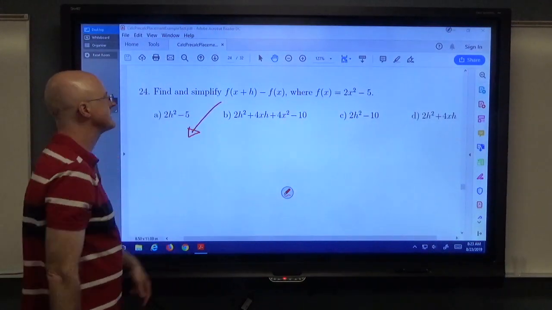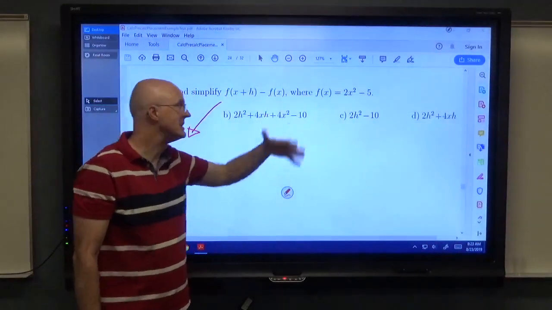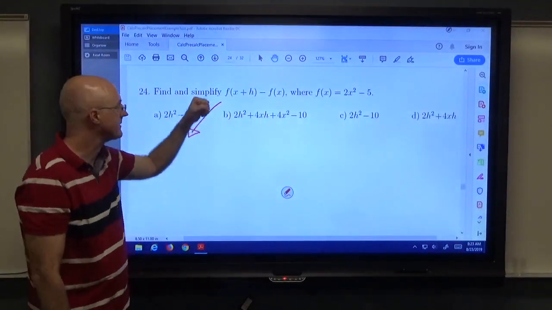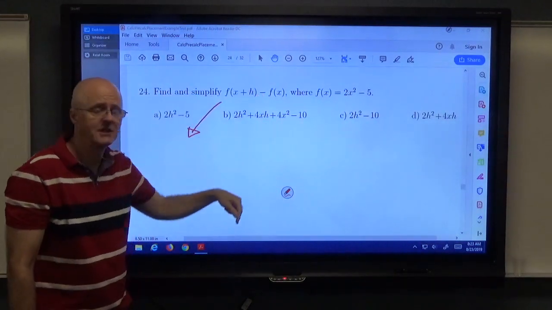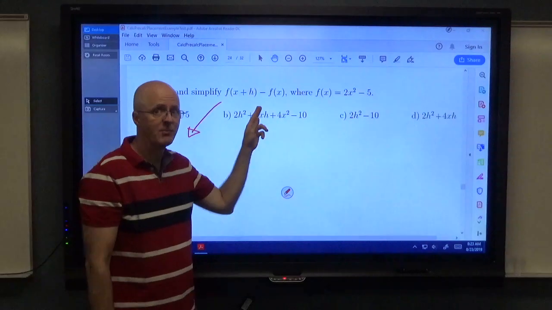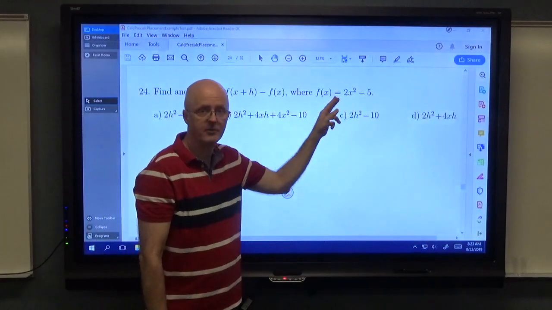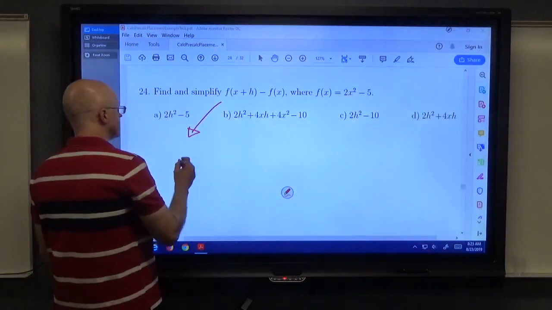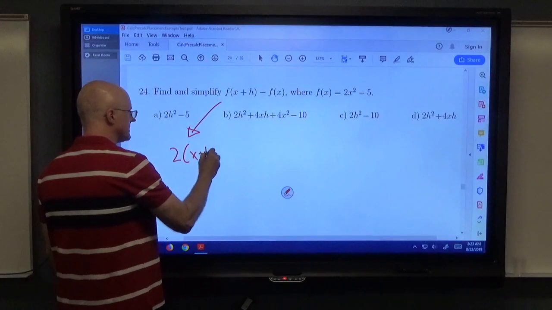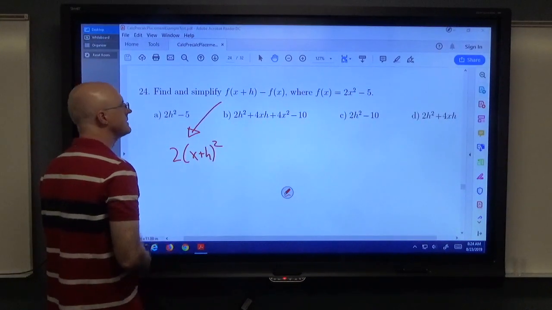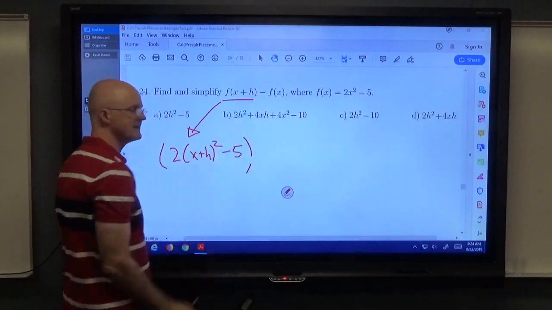And I emphasize once again, f is not a number. It's the name of the function. I could have called it g, I could have called it h. Its name doesn't matter, but it is a function. So when you see f of x plus h, take that entire expression, just like I said a few minutes ago, and replace x by it in the formula for the function. So I get 2 times the quantity x plus h, quantity squared, minus 5. That is f of x plus h.